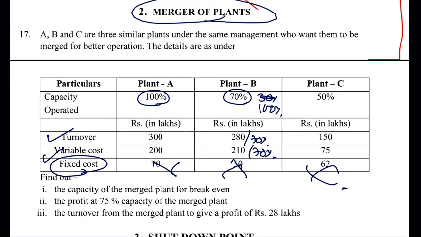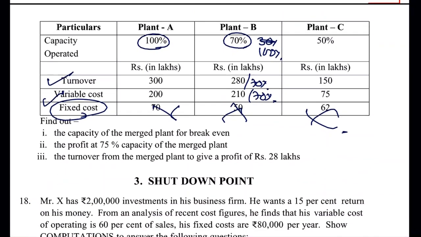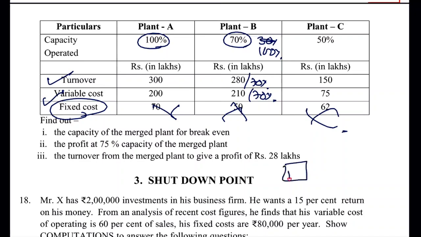The change applies to sales, not to fixed cost. And once you get the answer, look: in one class 100 students sit at 100% capacity, in the second class 60 students sit at 60%. If you say 160, there is no logic. But if you convert it to 100 each, then you have 200 students, and we can say the merged class will have a capacity of 200. That is why while combining the plants, it should be at the same capacity, preferably 100%.